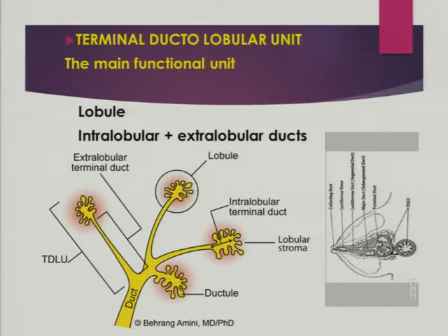The terminal ductal lobular unit is actually the main functional unit of the breast, and this is our major concern. It consists of the lobule and the ducts. So we have the intralobular ducts, the small ducts in the lobules, and then we have the extralobular terminal duct, and this unit is the main unit of the breast and also where the vast majority of the cancers come from.